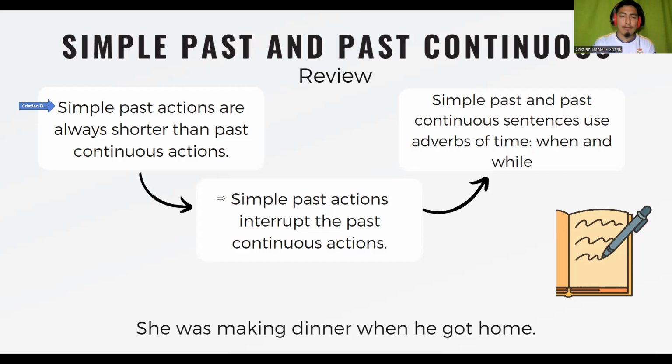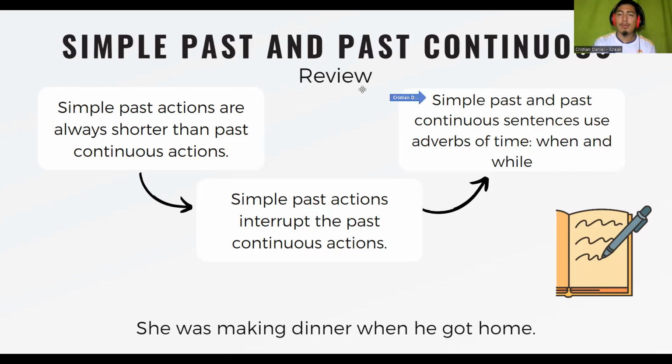After that, we have the following information. Simple past actions interrupt the past continuous actions. The first action, the past continuous action, was in progress in the past when the other action came and interrupted. So that's the information we already know about these tenses.